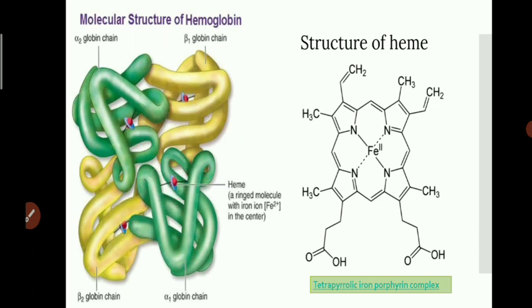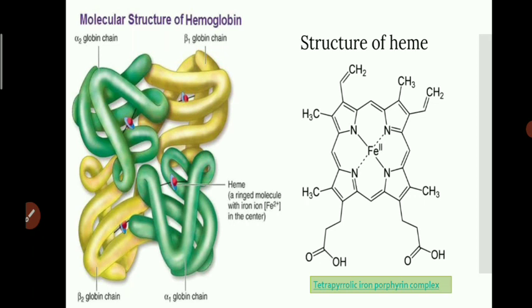The globin part constitutes 95% of the hemoglobin and the heme part constitutes only 5% of the hemoglobin. So hemoglobin is basically made up of 2 components, the heme part and the globin part. The globin part consists of 4 globin chains and the heme part consists of 4 heme groups.